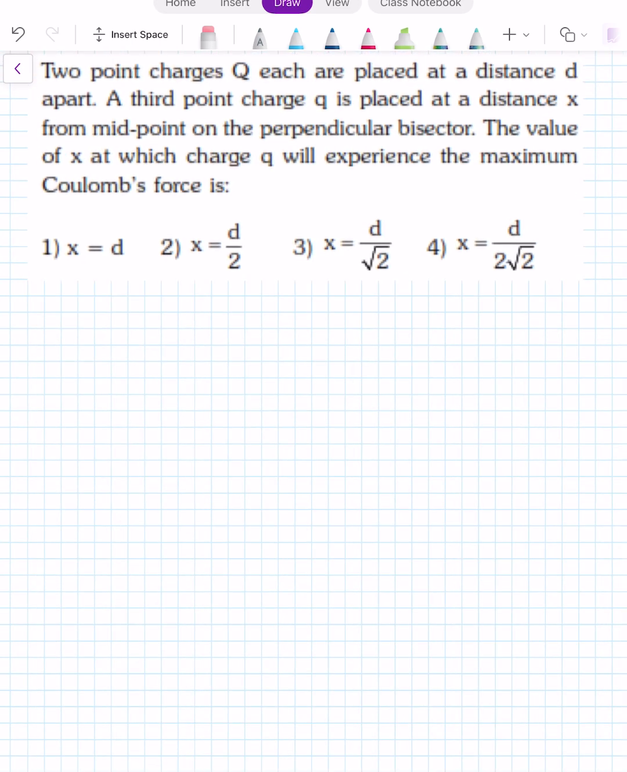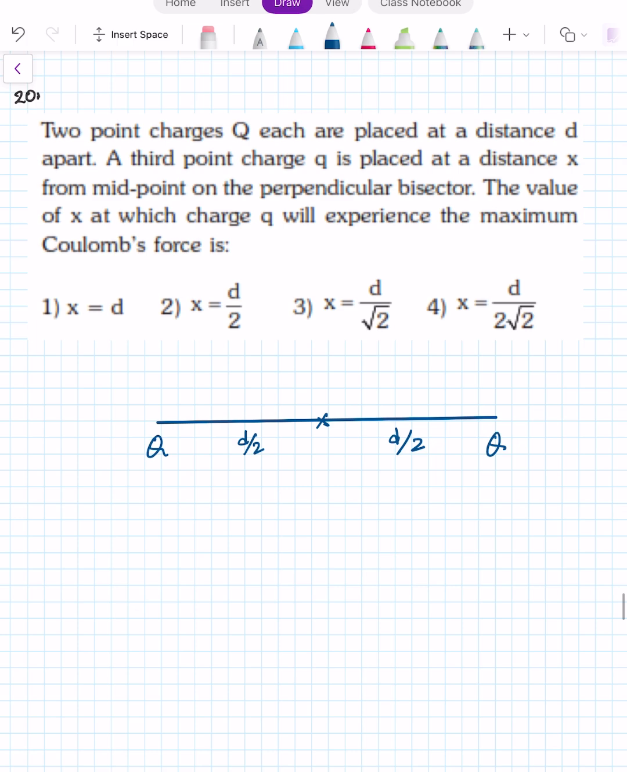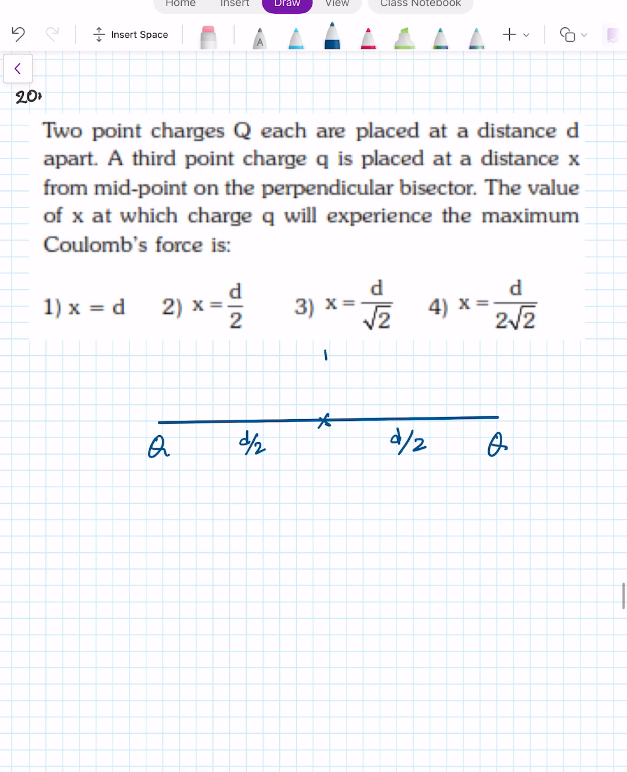So here Q, Q, and this is d by 2. Now a third point charge is placed at a distance x from the midpoint on the perpendicular bisector. They are saying on the perpendicular bisector at a distance x, here a third point charge q is placed. Now they are asking the value of x. Find x so that the force experienced by this point charge q is maximum.